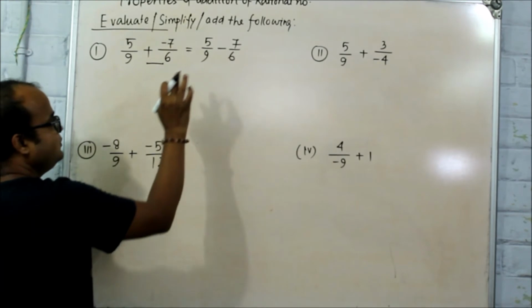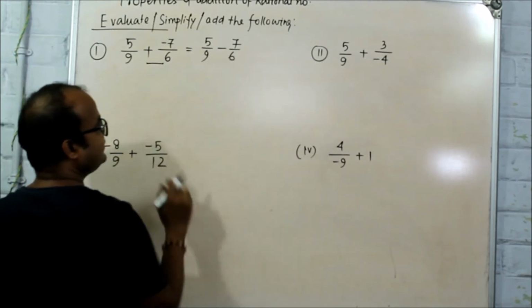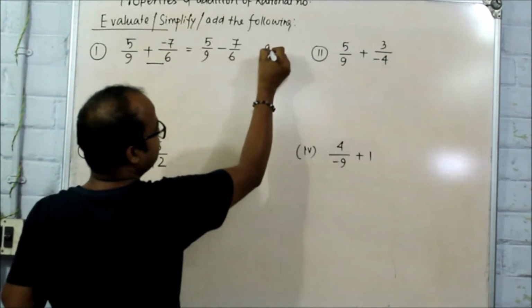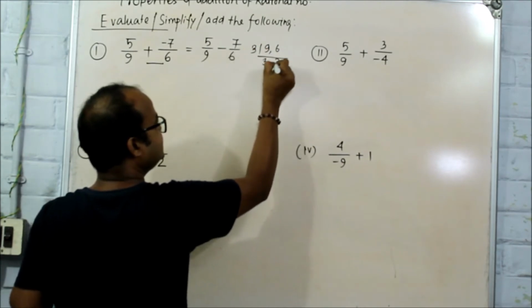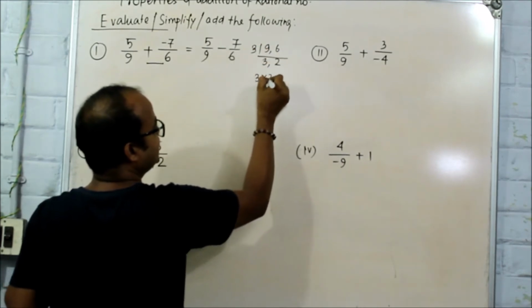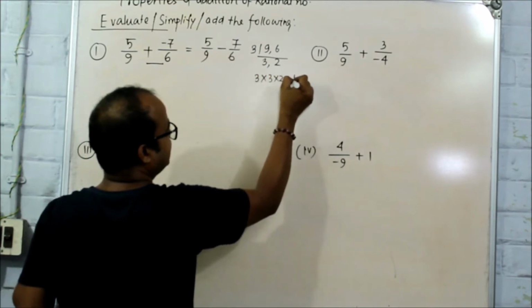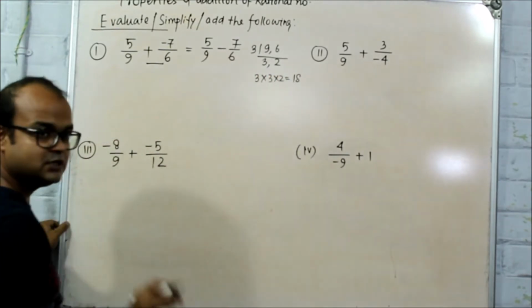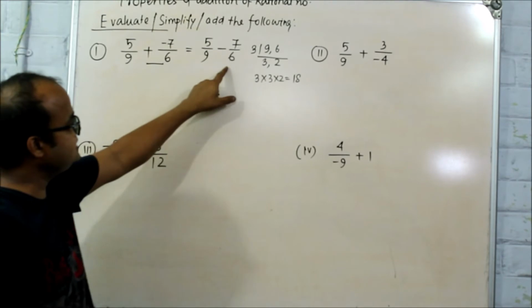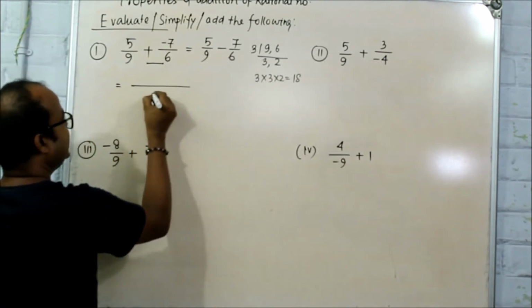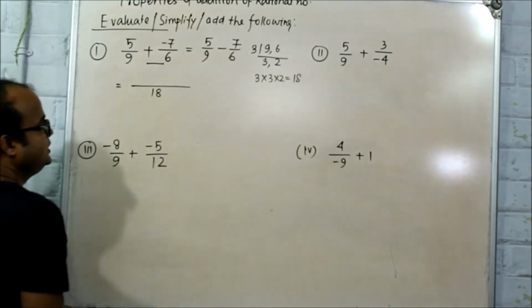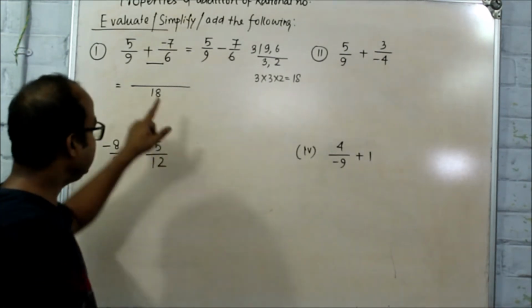Now find out the LCM of 9 and 6. So LCM of 9 and 6 is 3 3 is 9, 3 2 is 3 3 is 9 into 2, 18. So LCM of 9 and 6 is 18. So here we write 18.